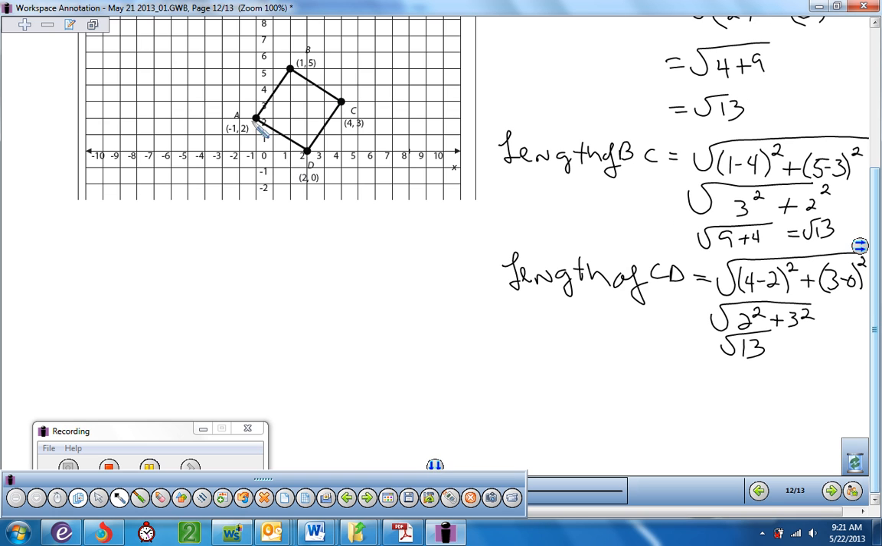So we have to find the one last side. We're going to go from A to D. So the length of AD.